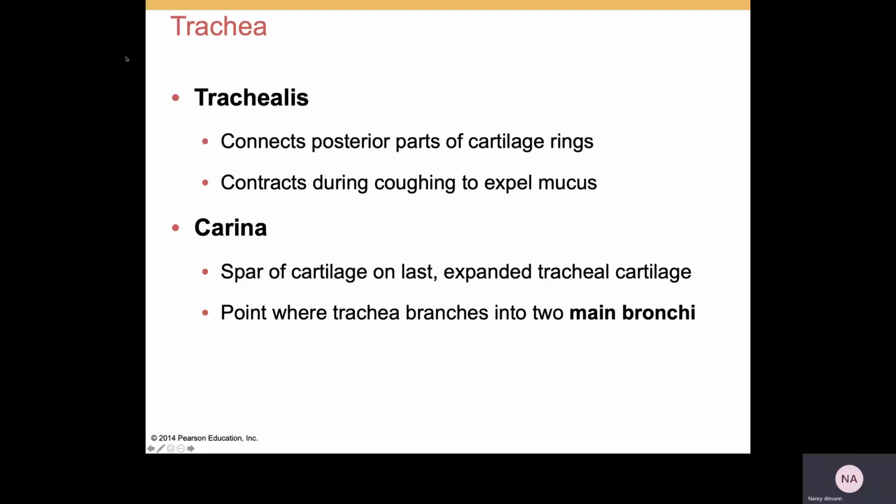The trachealis muscle is going to connect the tips of the C rings posteriorly, and it will contract during coughing to help expel mucus. It's going to have another function, and we'll talk about that momentarily. The carina is a little spur of cartilage on the very last of the tracheal cartilage rings, and it is the point where the trachea is going to branch into the 2 main bronchi.